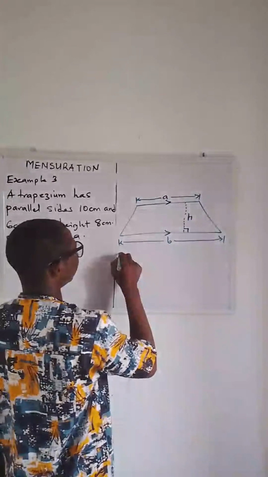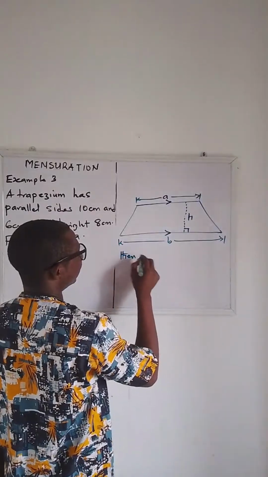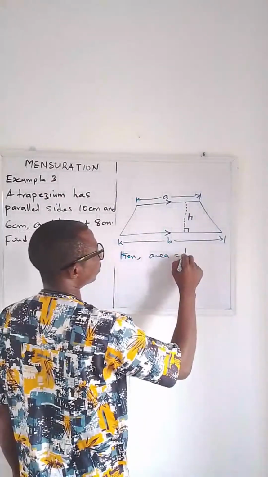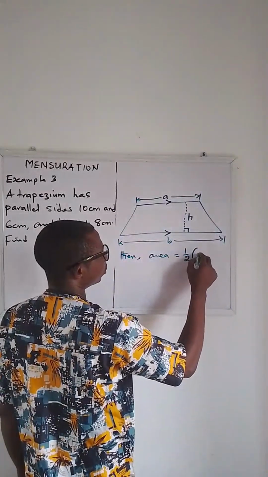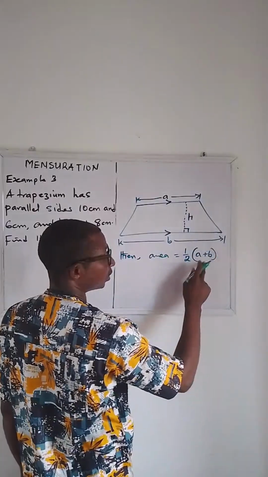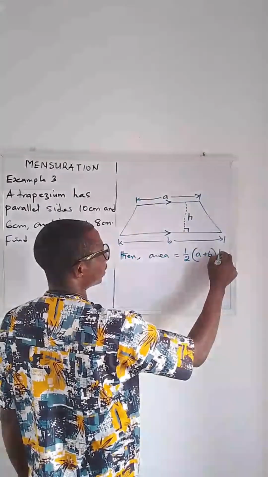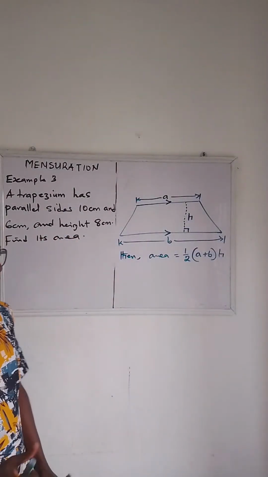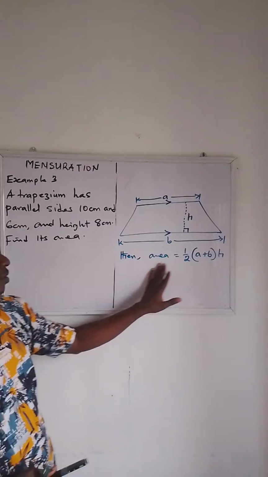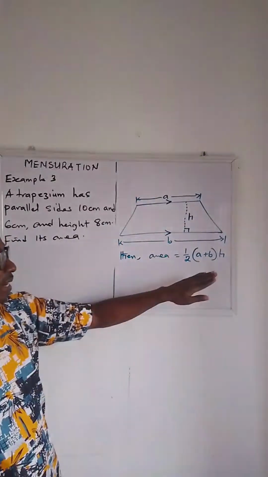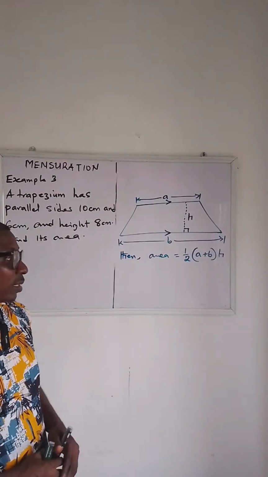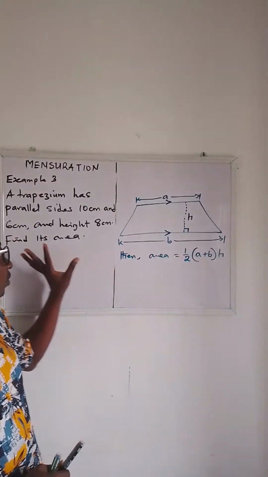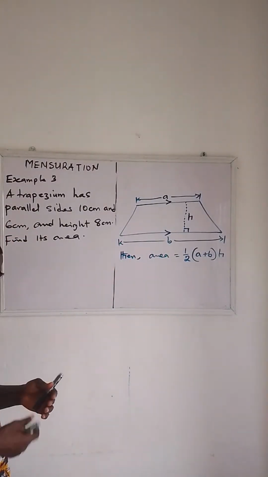then area of trapezium equals half times the sum of the two parallel sides, times the height, or we say the distance between the two parallel sides. So this is the formula you need to take note of. I want you to write this in your jotter. This is the formula for finding area of a trapezium. So now let us start with this simple question.